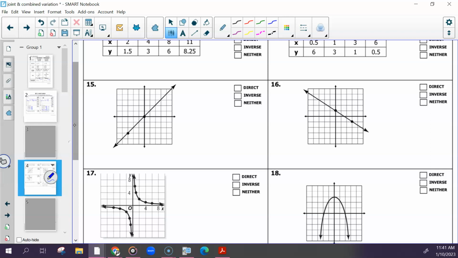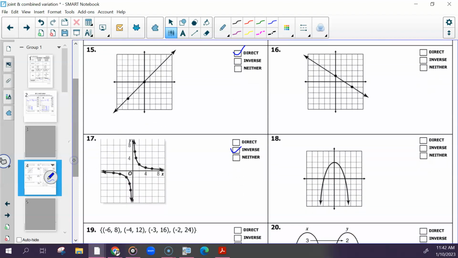Direct. It's a line, it goes to the origin, the constant is the same. 17, is that direct, inverse, or neither? Inverse. Because it makes that shape, it's that hyperbola shape. What about 18? Neither. Because it's not a line, it's not the hyperbola, so it's neither. Anything that is not one of these two is neither. Okay. Look at other problems on this page, on that last page. Are there any we want to see, go over, have questions about before we move on?